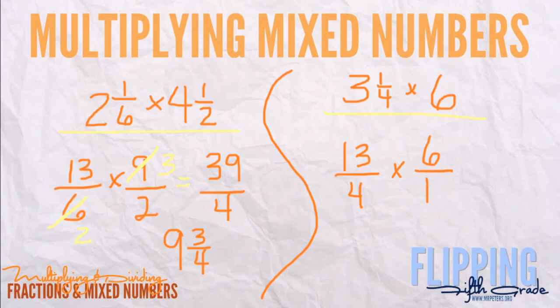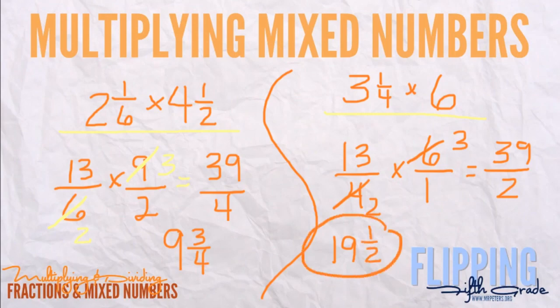You can see right away, again, we can cross cancel here. 6 becomes a 3, and the 4 becomes a 2, because we divided by 2. Okay, so 13 times 3 again is 39, and 2 times 1 is 2. How many times does 2 go into 39? That would be 19. 19 times 2 is 38, so we have 1 left over. So this one we have 19.5.